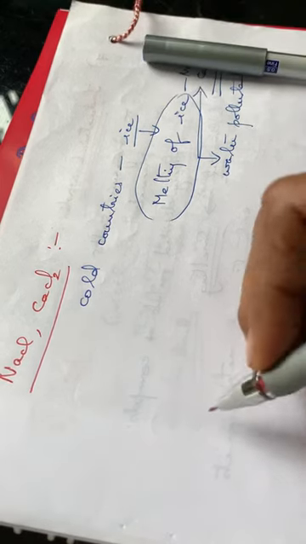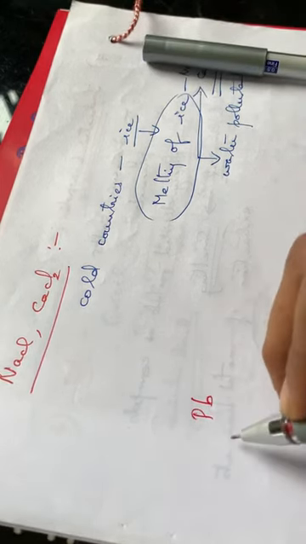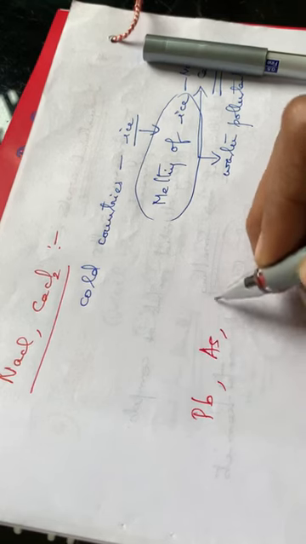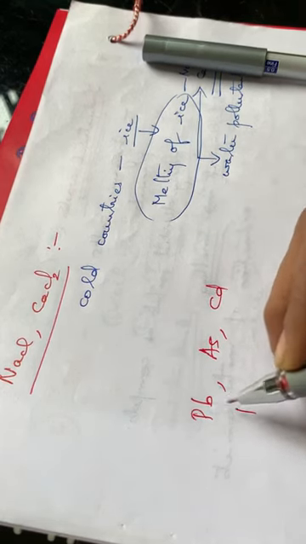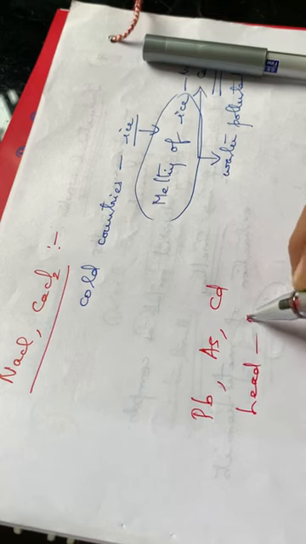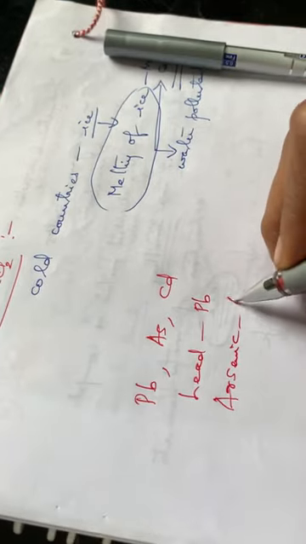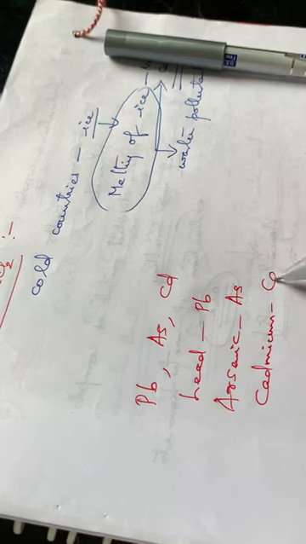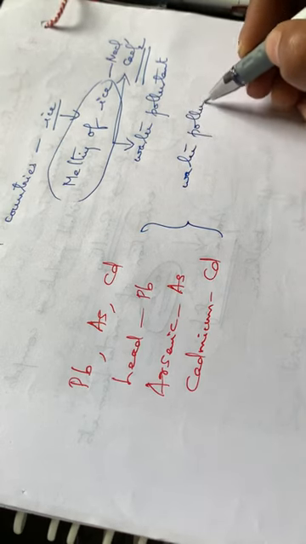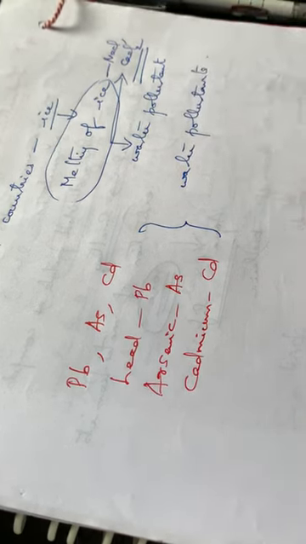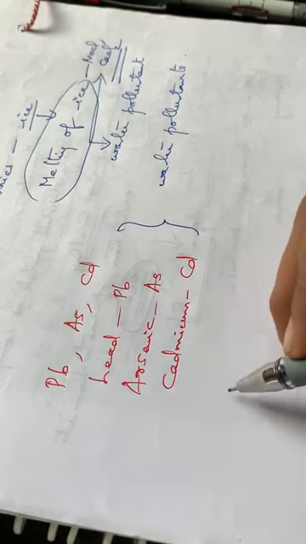Then another water pollutant is lead, then arsenic, then cadmium. Lead means Pb. Then arsenic, that is As. Then cadmium, it is Cd. So lead, arsenic and cadmium are also some of the major water pollutants. Again, we have to take the case of lead.